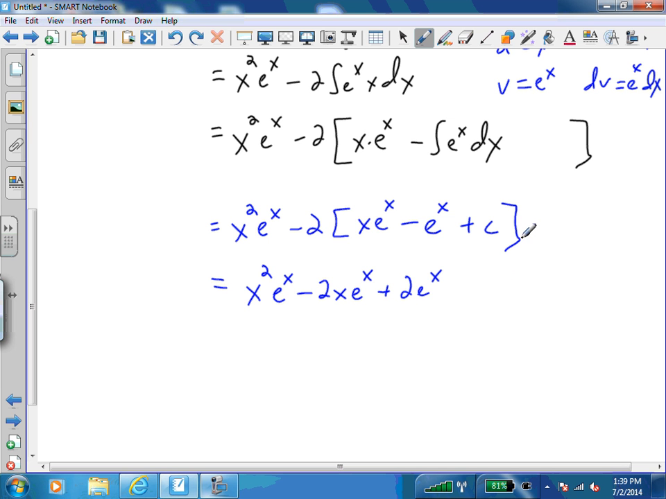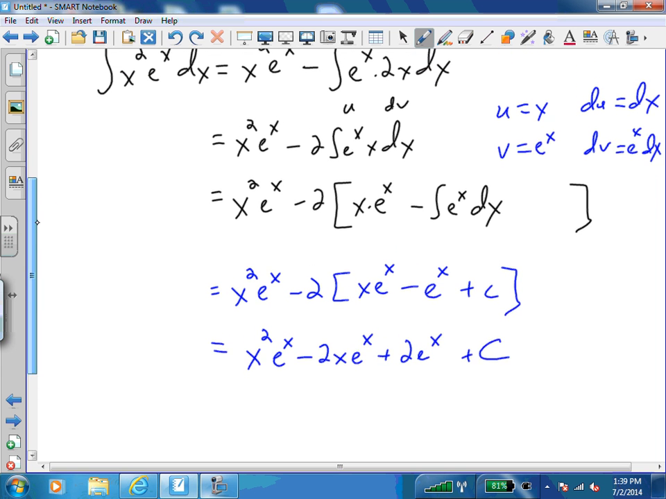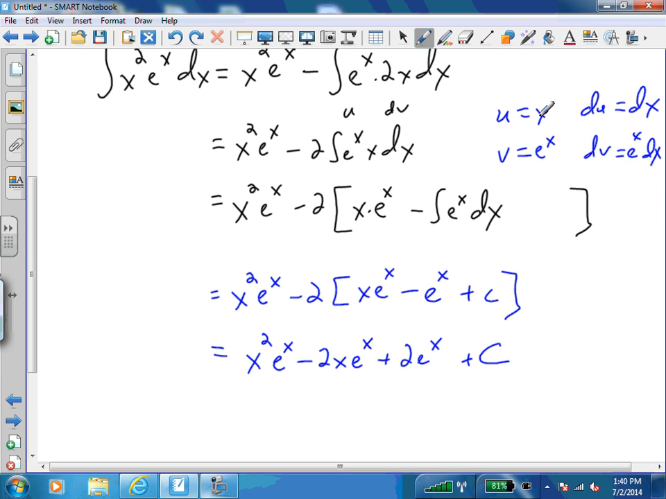So when we distribute that negative 2, we end up with a negative 2c, but isn't 2c just a constant? Yeah, 2 times c is still a constant, so let's call that plus capital C. Because this was the integral that we were doing the second time.